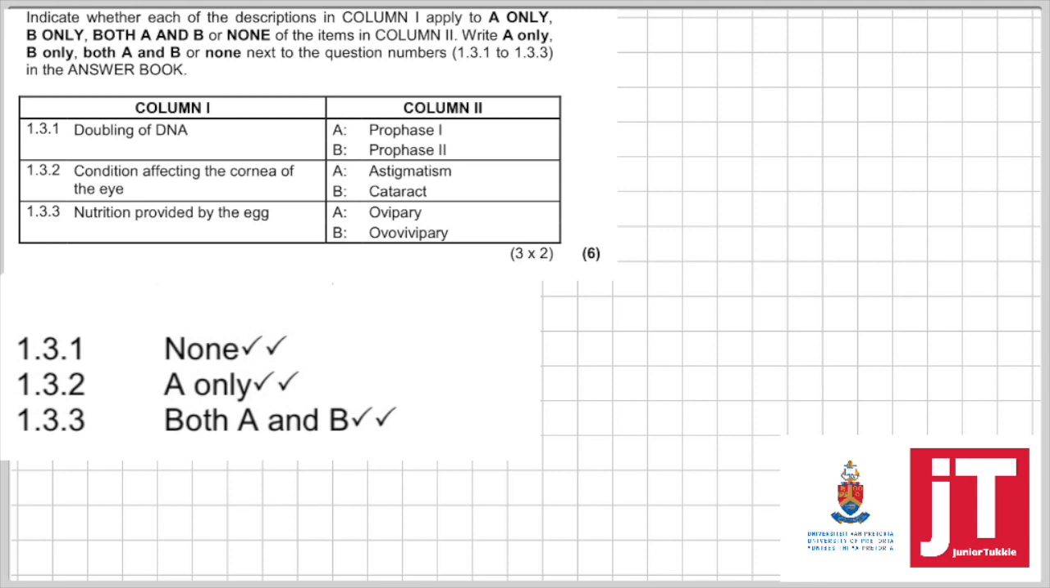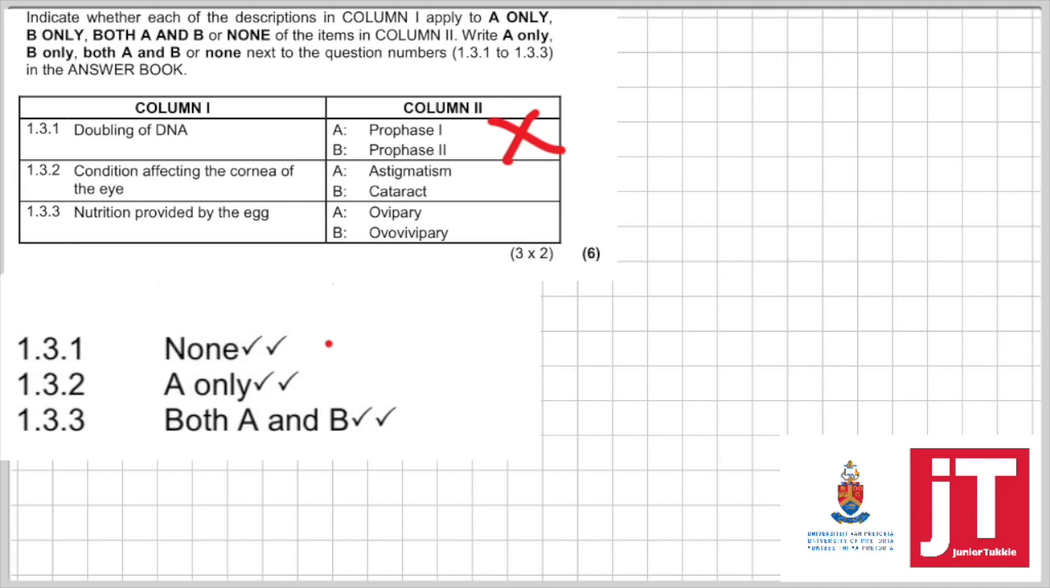Now 1.3.1. When does the doubling of the DNA actually take place? Does it take place in prophase 1 or prophase 2? It takes place in none of them. Right, so your answer is none. Doubling of the DNA takes place at interphase, learners.